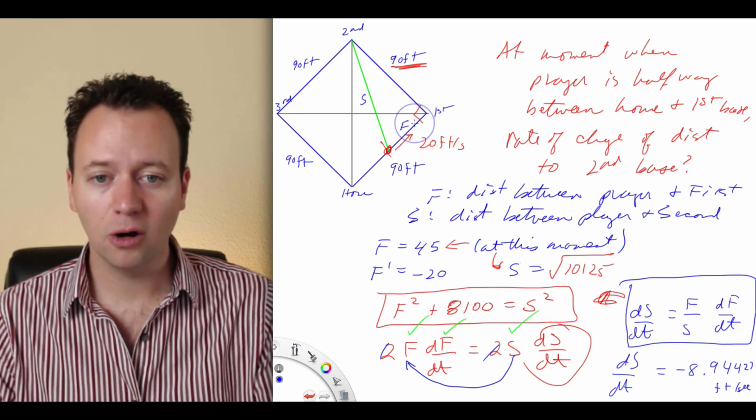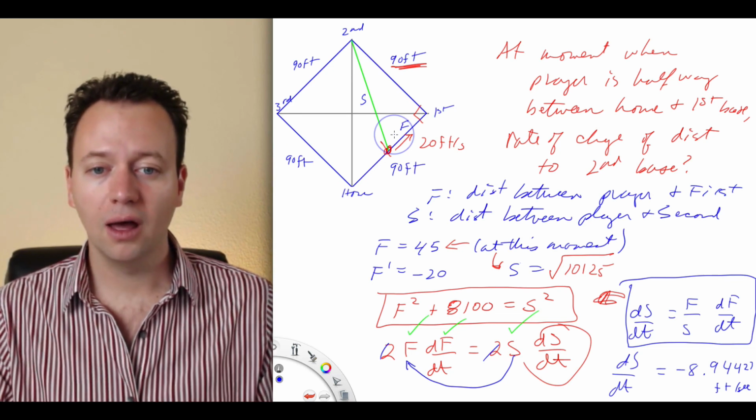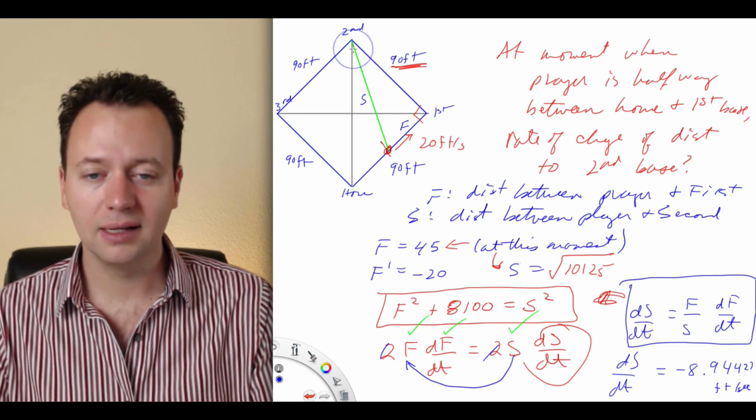As the player moves, the ratio of F to S is going to change, and so will the rate of change of the player's distance to second base.